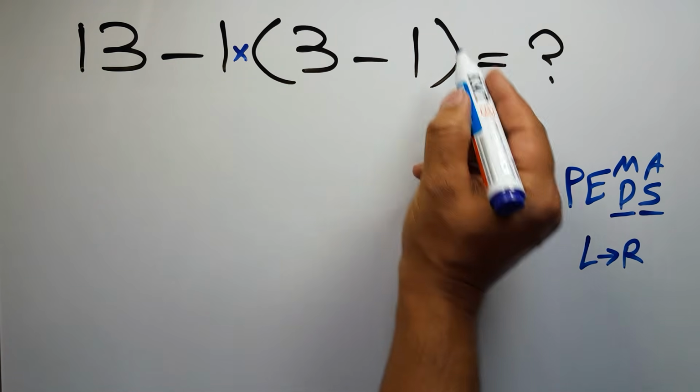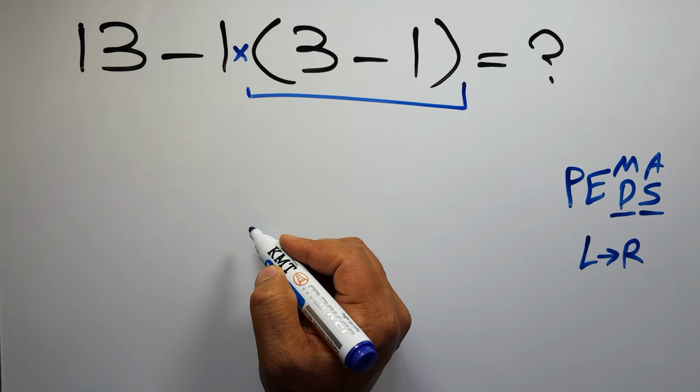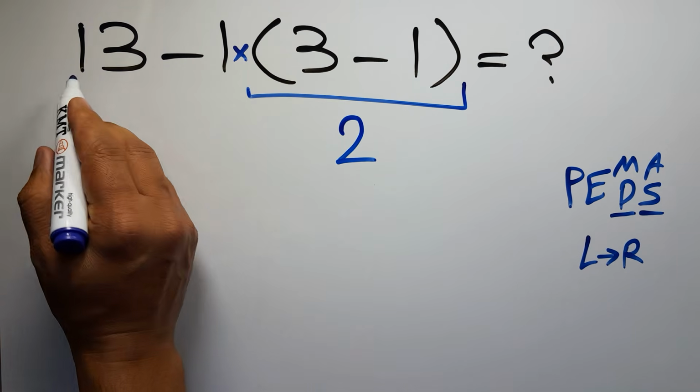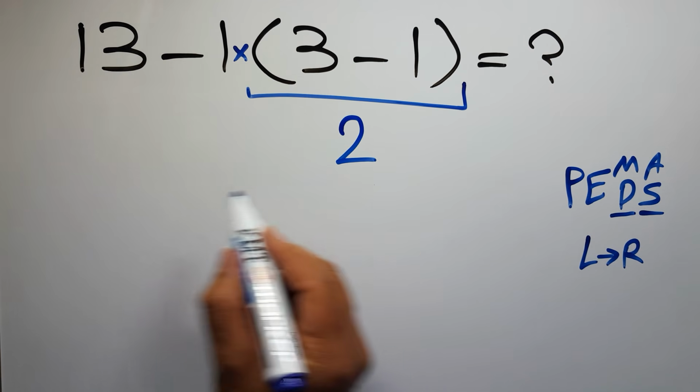So first we have to do this parentheses. Inside this parentheses we have 3 minus 1, which equals 2. So we have 13 minus 1, then times 2.